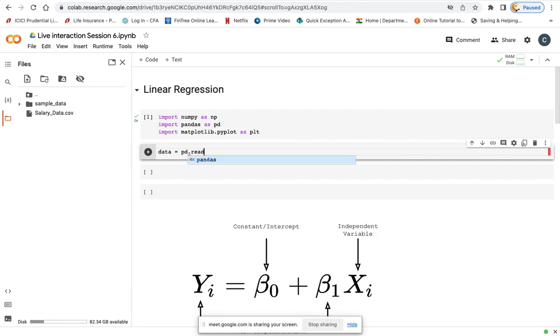Partial w, and let me write 1 divided by x dot shape 0. So x dot shape 0 will give me the length basically, and into 2 into np dot x dot T. I'm transposing: x dot T is basically the transpose function for the matrix, and I am putting y hat minus y. Okay, so this is for the partial derivative of the weight function, and then we are finding it for the bias as well.